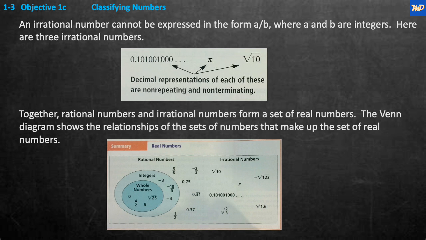Square root of 10. If you take the square root of 10, you have to use your calculator, and it's going to be some number that is infinitely long. Something point, something, something, something, on forever, non-repeating. So together, rational numbers and irrational numbers form the set of real numbers. The Venn diagram here shows the relationships of the sets of numbers that make up the set of real numbers.